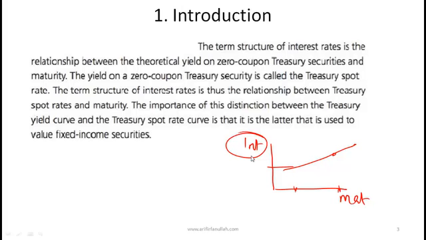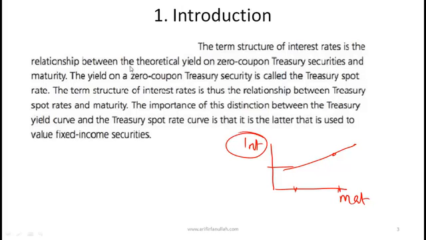Okay. In level 1, a distinction was not made, things were vague, and even in the real world, when people talk about term structure of interest rates, sometimes they are referring to the yield curve, which shows the yield to maturities on the y-axis and the various maturities on the x-axis. But in level 2, and especially in this reading, the term structure of interest rates is the relationship between the theoretical yield on zero coupon treasury securities and maturity.